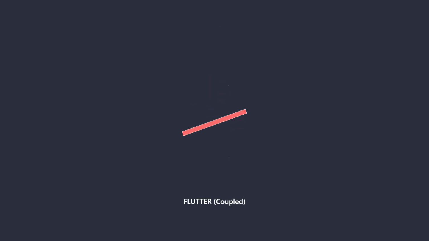Flutter is a high-frequency, self-excited vibration involving the simultaneous coupling of bending and torsional modes. Flutter is the most dangerous instability mode, occurring only above a specific critical wind speed. At this critical speed, the structure's effective aerodynamic damping becomes negative, causing the vibration amplitude to grow exponentially until failure.